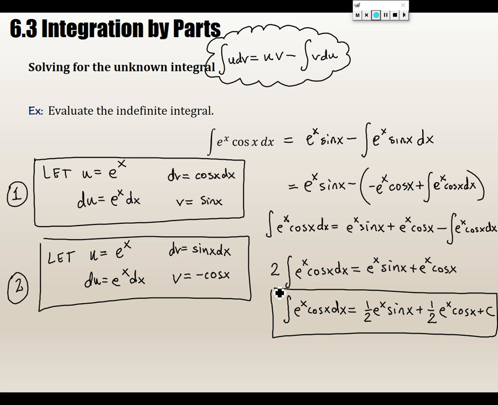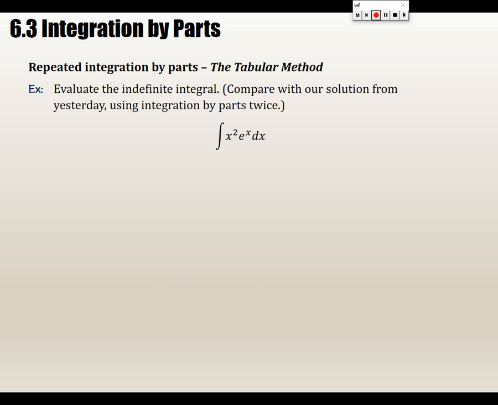I just checked it and it's right. You get a 1/2 e to the x cosine x and then another 1/2 e to the x cosine x. You add them together. It's beautiful. So this technique is called, as it says up on the top, which you probably didn't pay attention to when we started the problem, solving for the unknown integral. You've experienced it, and there you go. You've had the experience. Good job.